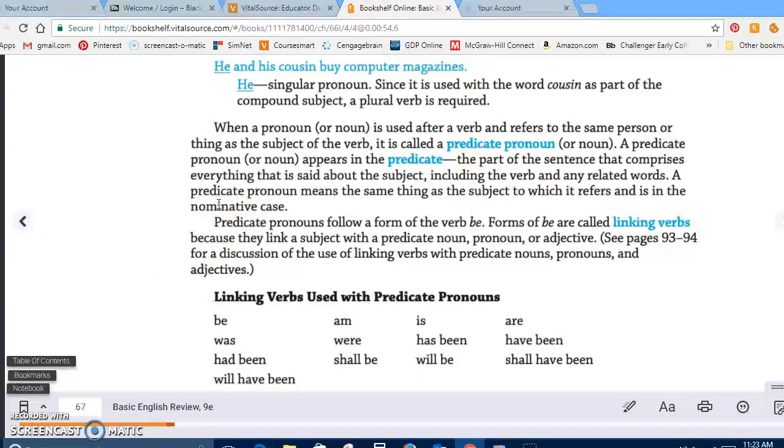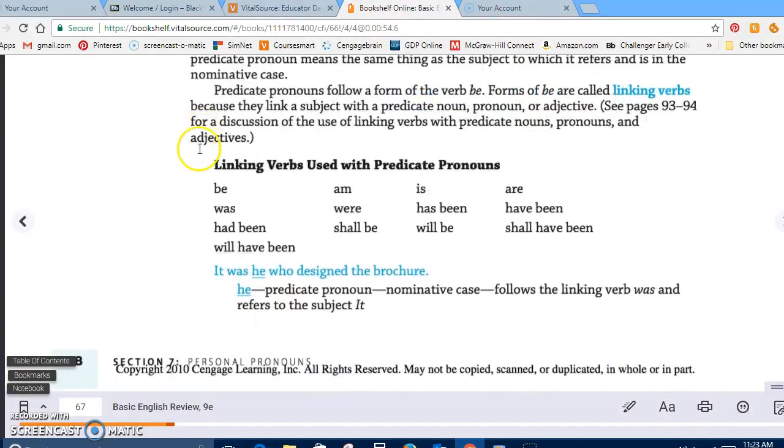Anytime a pronoun is used as a predicate pronoun, remember the second part of the sentence after the verb, it follows a form of be. So that would be am, is, are, was, were, or a few of these others. For example here, it was he who designed the brochure. It is a subject, the verb is was, and he who designed the brochure is the predicate part of the sentence. Was is a form of be, and he is your pronoun. That puts it in as a predicate pronoun because it's following the form of be.